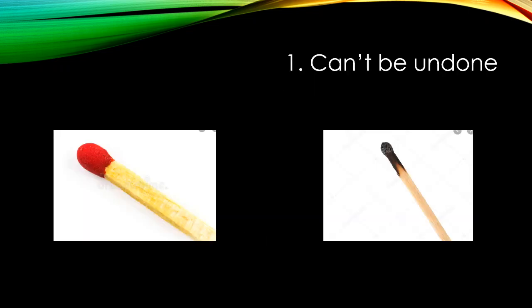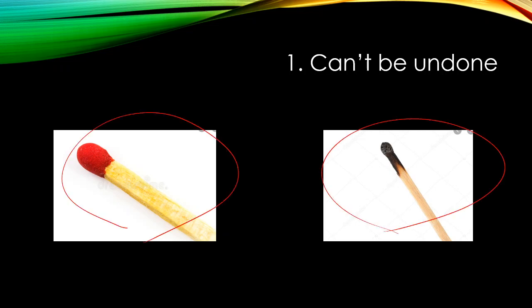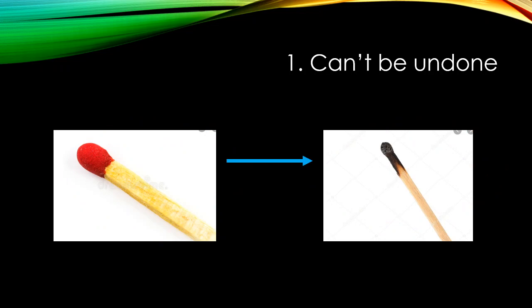Number 1 is that it can't be undone. The example that they talked about in the video was taking a match and burning it. After you burn the match, you now have a burnt match. You can go from this picture over here to this one by burning the match, but you cannot go back the other way. You can't take a burnt match and unburn it. There's no such thing. Once you've burned the match, that change can't be undone. So burning the match is a chemical change.